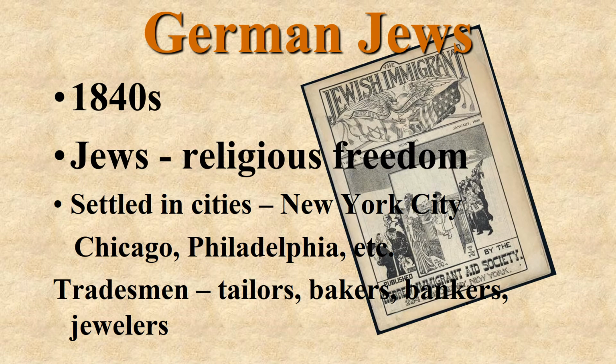German Jews are going to be coming during the 1840s. They are coming for religious freedom, and because they had not been allowed to own property when they were in Germany, most of them were tradesmen, and they're going to settle in the cities, and they're going to open shops. There'll be tailors, bankers, bakers, jewelers, different occupations, and of course you have different types of Jewish communities. You've got the very, very religious Hasidic Jews, and then different types, but most Jewish people are going to be settling in this wave in the various cities.